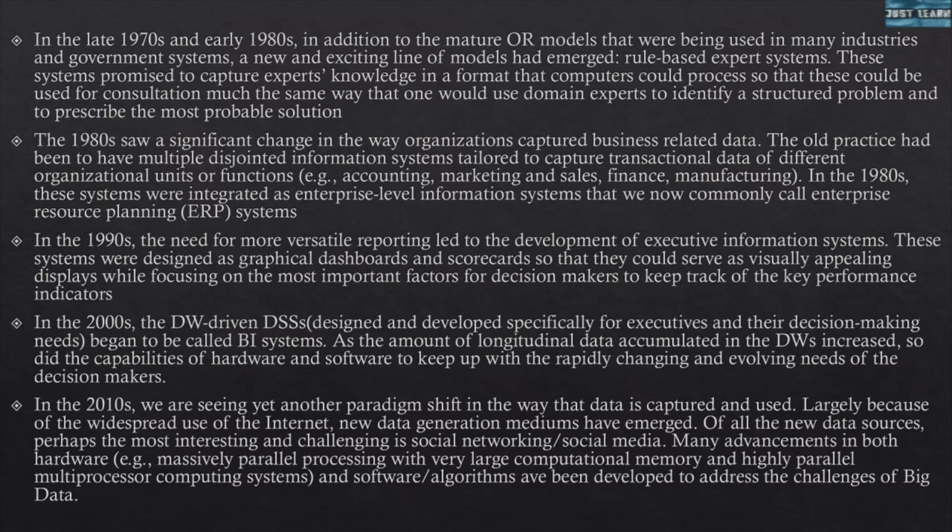In the 1980s, these systems were integrated as enterprise level information systems that we now commonly call enterprise resource planning, or ERP systems. In the starting of the 1990s, the need for more versatile reporting led to the development of executive information systems, also known as EIS. These systems were designed as graphical dashboards and scorecards so that they could serve as visually appealing displays while focusing on the most important factors for decision makers to keep track of the key performance indicators.